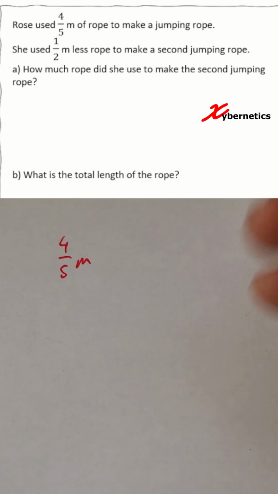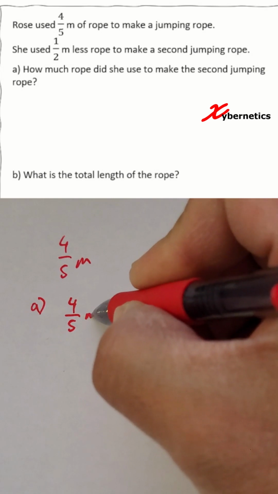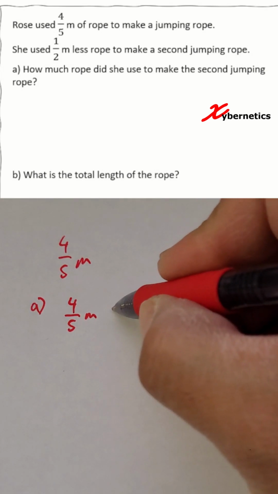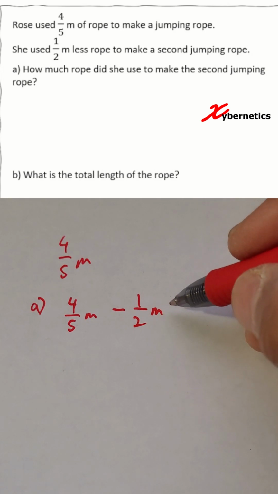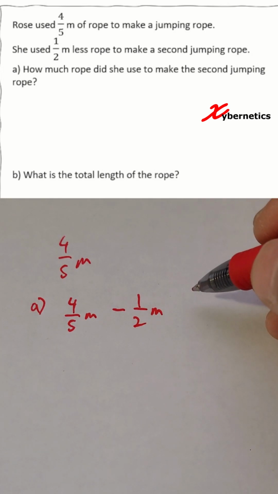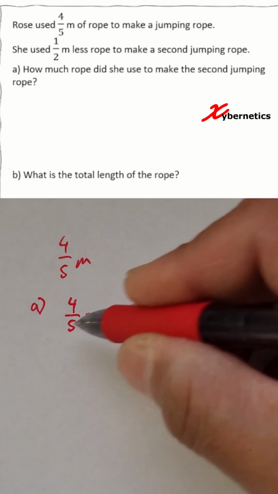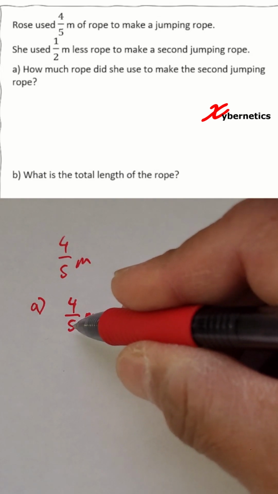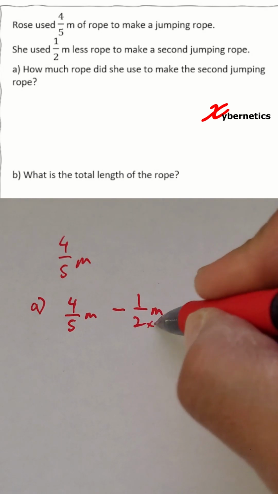So the idea behind this on the very first one is to take 4/5 meter and subtract ½ meter, because the second jumping rope is going to be ½ meter less. And that's how you'll get the length of the second jumping rope. Now to solve this, you're going to have to make the denominators the same. You can see the common denominator here is going to be 10. So how do you get 10 out of 2? You multiply by 5.